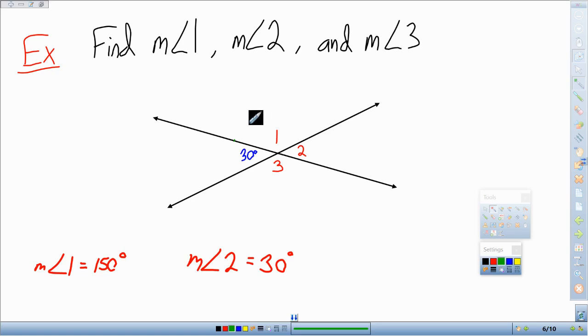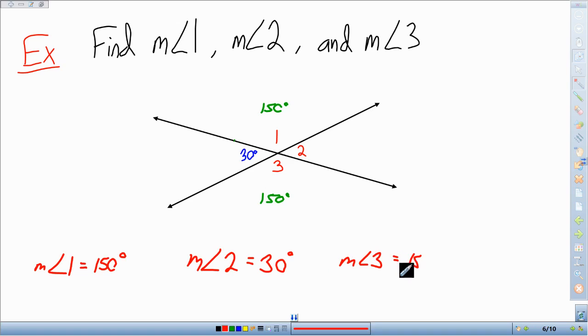Right? And now that I know that this is 150 degrees, I can get angle 3 for free, right? They're vertical angles. It's also going to be 150 degrees. So measure of angle 3, 150. Okay, just by the way, another way I could have figured out that angle 3 was 150 is I could have noticed that this 30-degree angle and angle 3, again, make a flat line. They're supplementary. They add to 180.